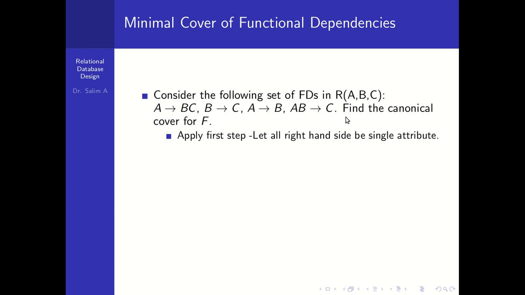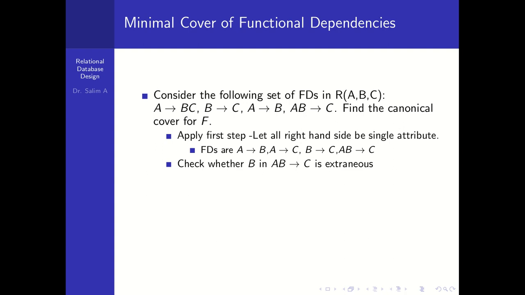Apply the first step. Let all right hand sides be single attributes. Now the FDs are A determines B, A determines C, B determines C, AB determines C. Now check whether B in AB determines C is extraneous. Now you have an FD with multiple attributes on the left hand side, and whether this B or A is extra is what you want to check. We will try to find AB closure and A closure. You are trying to eliminate B. If AB closure and A closure are the same, both are ABC, hence B is extraneous.